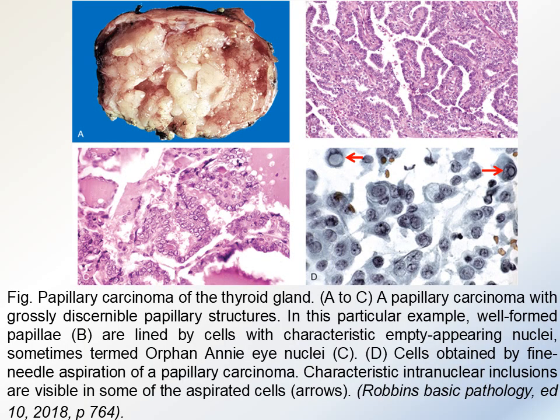This figure is for the papillary carcinoma of the thyroid gland. Grossly, you can see the visible papillary structures in figure A. In addition, you can notice the well-formed papillae in figure B, and the papillae are lined by cells with characteristic clear-appearing nuclei. This is called the Orphan Annie nuclei, which is noticed in figure C. In figure D, the cells obtained by fine needle aspiration of papillary carcinoma with the characteristic intranuclear inclusions are visible in some of the aspirated cells, as indicated by the red arrows.